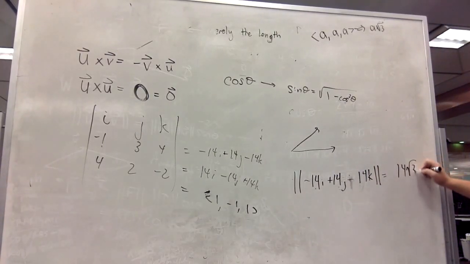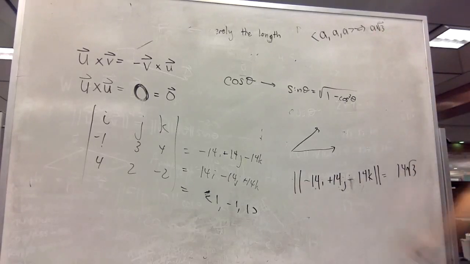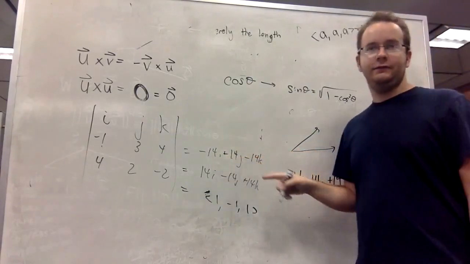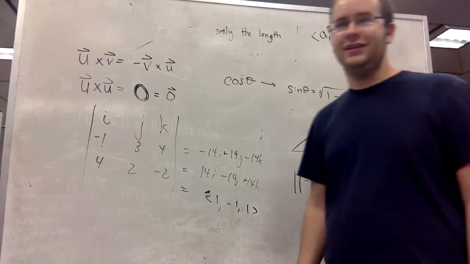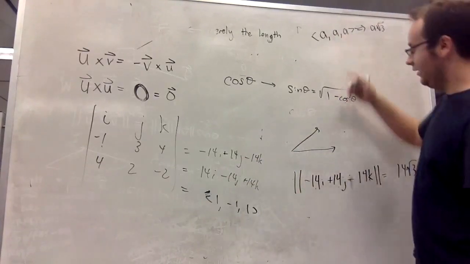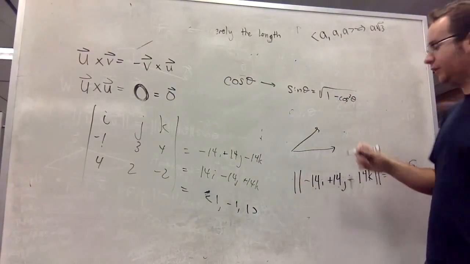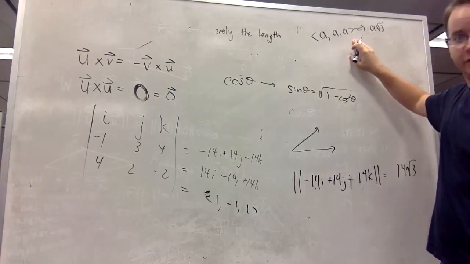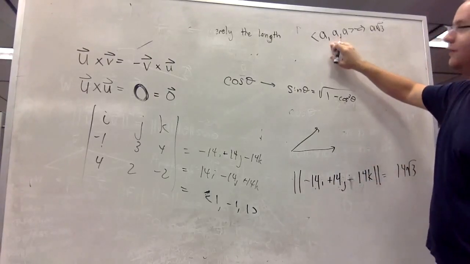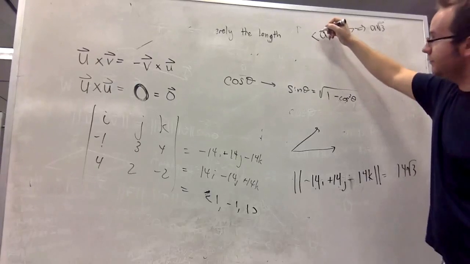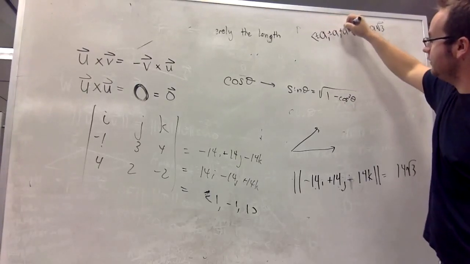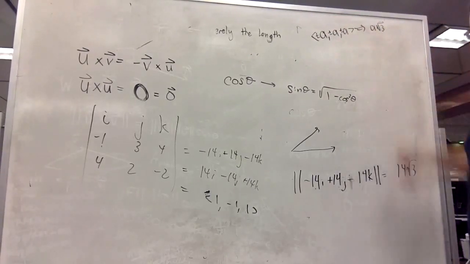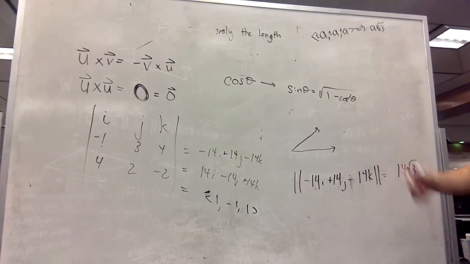It's 14 root 3. How did you do that? Anytime you have a vector A, A, A, or it doesn't matter if you got a plus or minus A, the magnitude of that vector is A root 3. Brief aside, that makes this computation really quick. So it's 14 root 3. That is the area of the parallelogram.